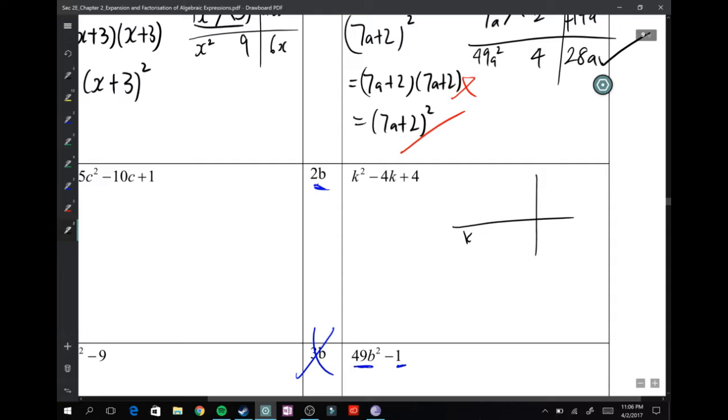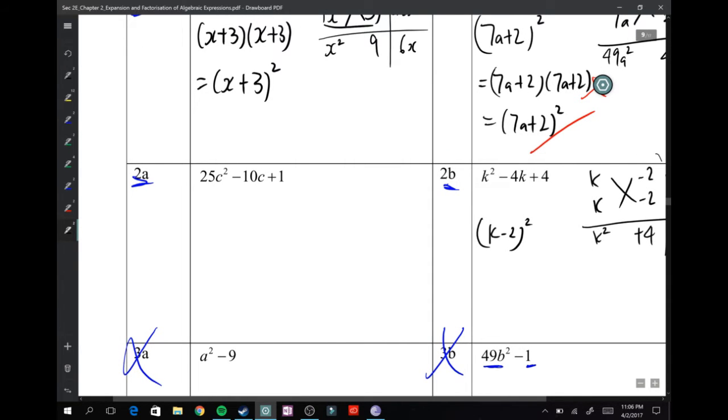Same thing, k square, 4, minus 4k. You see the minus here? So this 4 should be minus 2 and minus 2, I guess. So minus 2k, minus 2k, minus 4k, correct? Minus 2 times minus 2 is positive 4, great. So this is actually k minus 2, the whole thing square. Okay, last one.